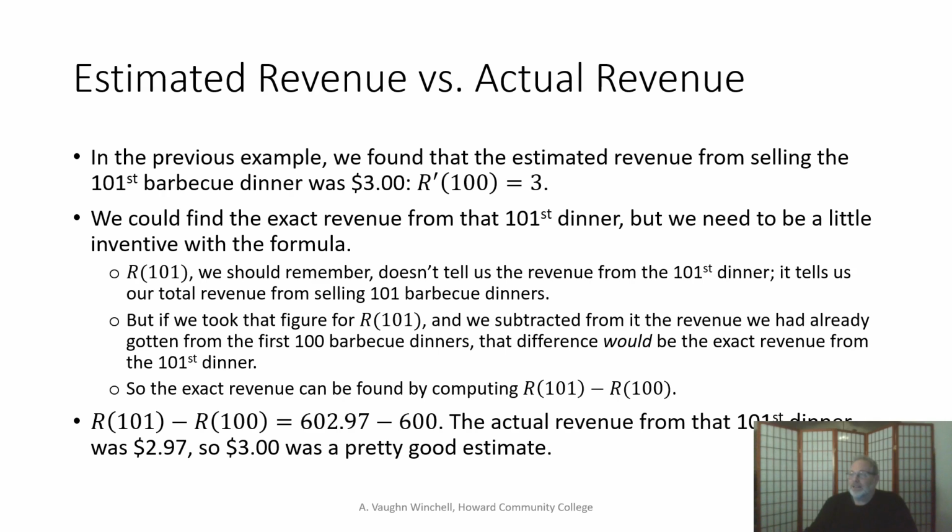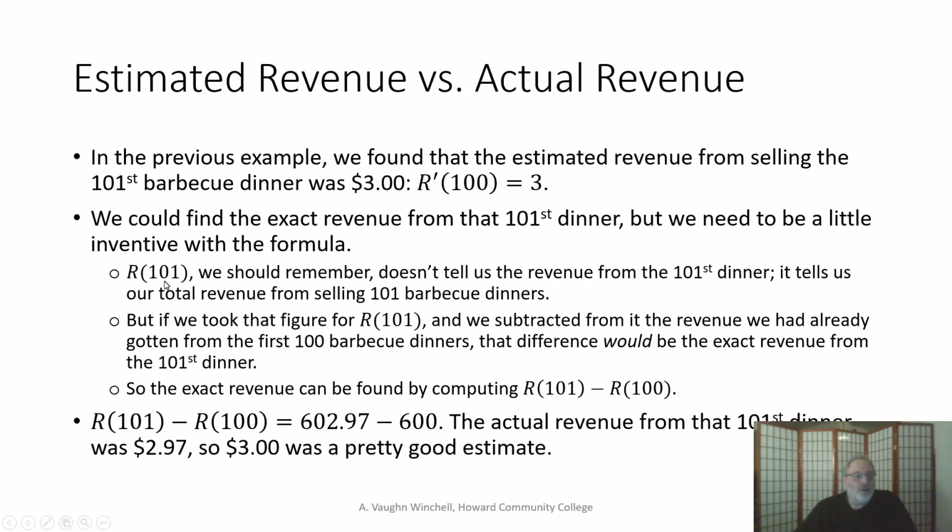Let's see how that checks out. Let's do the math, for estimated revenue versus actual revenue. So in the last slide, I found that the estimated revenue was R prime of 100. It was $3. We can find the exact revenue for that 101st dinner, but we need to be a little bit creative about how we do it.